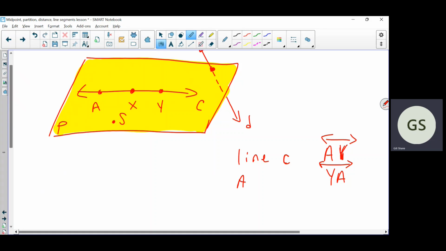So yes, AX. Pick a different point with A. What else? AC? Wait, C is not a point. So line C works, but C is not a point. It's the actual line itself. ASB? S is not on the line, so it's got to be on the line if we're naming the line. So say it again. XA would be the other one.